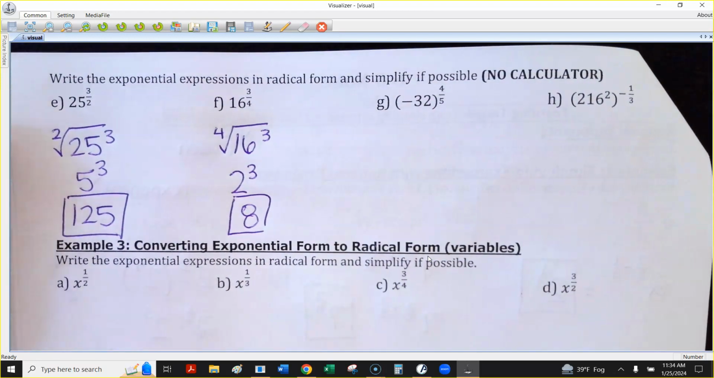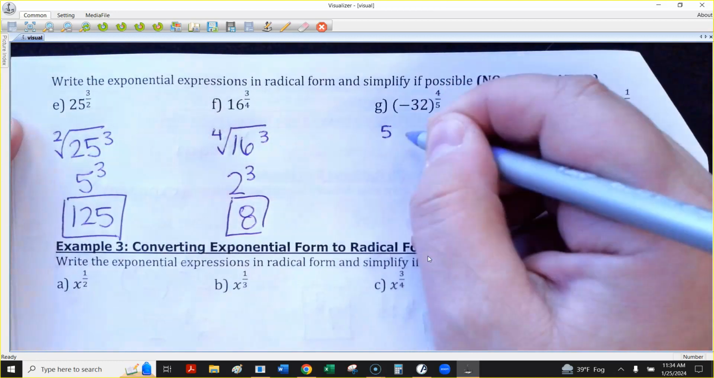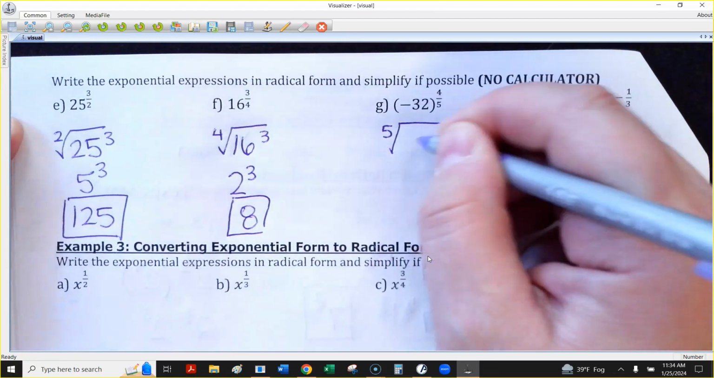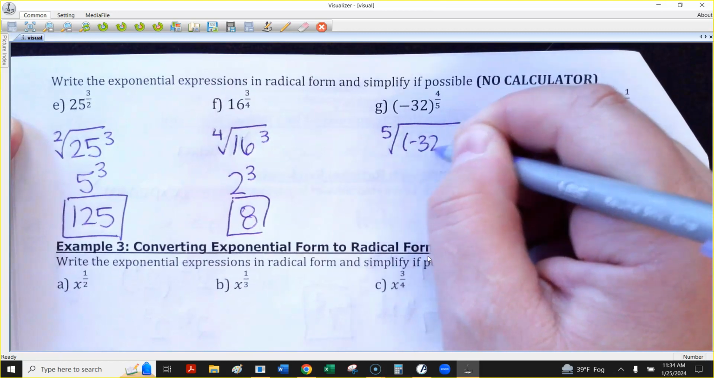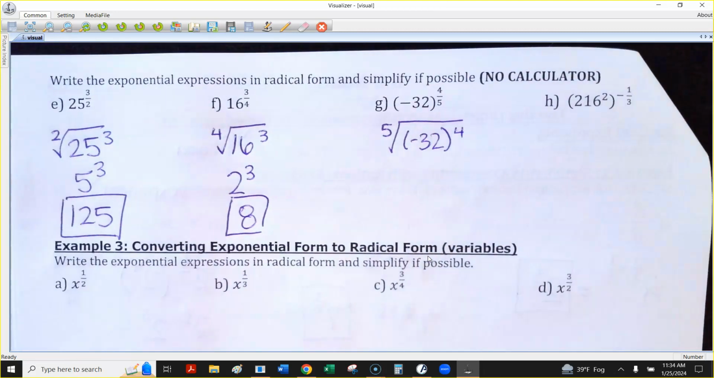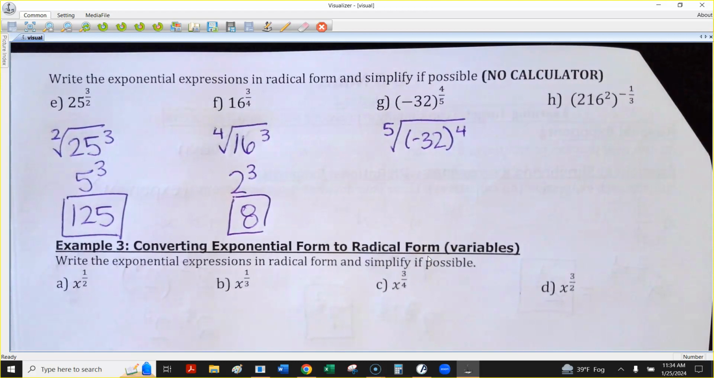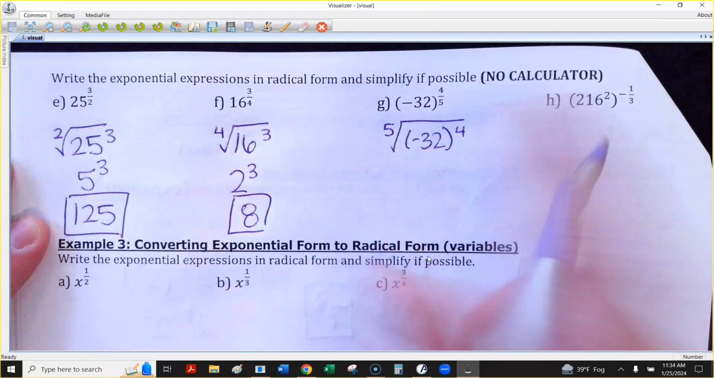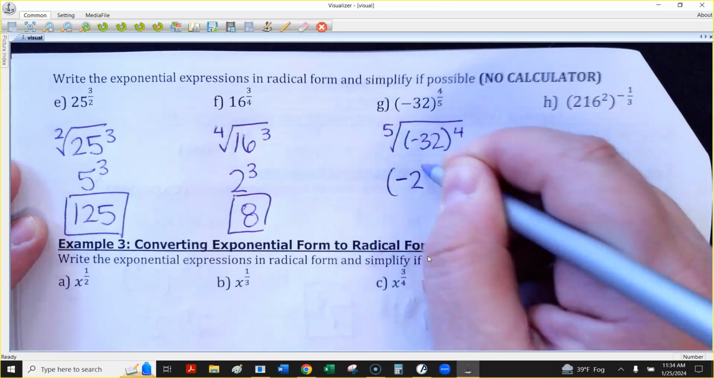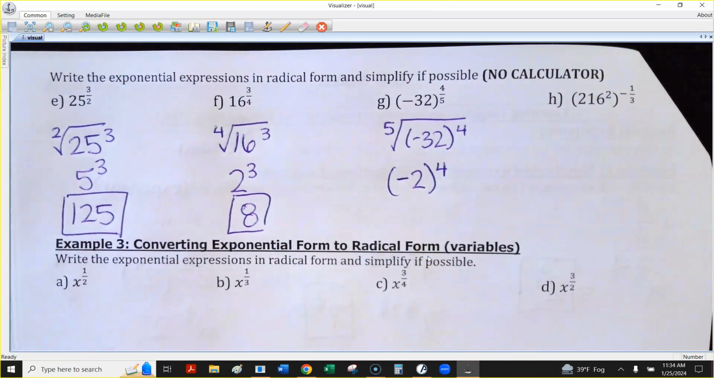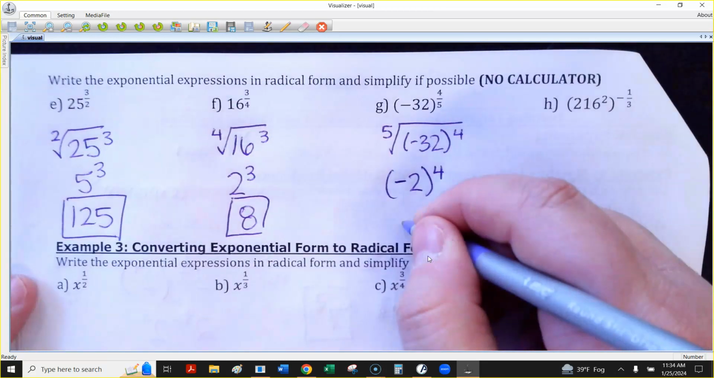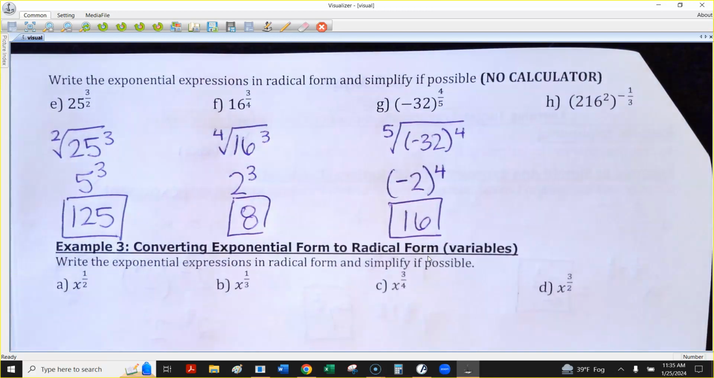All right, negative number. This one you might not know. This is the 5th root of negative 32 to the 4th power. So I'm going to take the 5th root first. Maybe look at that little yellow sheet, does anybody know the 5th root of 32? It's 2. And because this is negative 32, I'm just going to do a negative. Now, when I take that to the 4th power, that's going to cancel out the negative number to an even power. It's going to cancel that negative. So this answer is going to be 16.